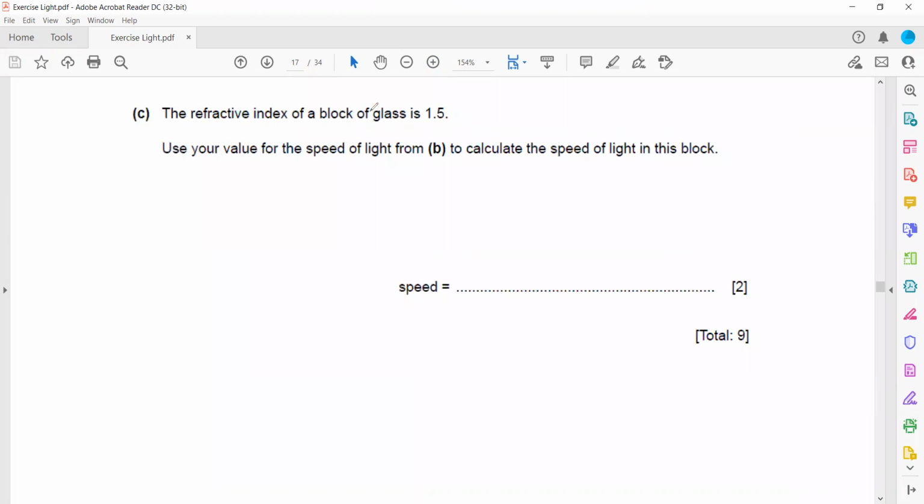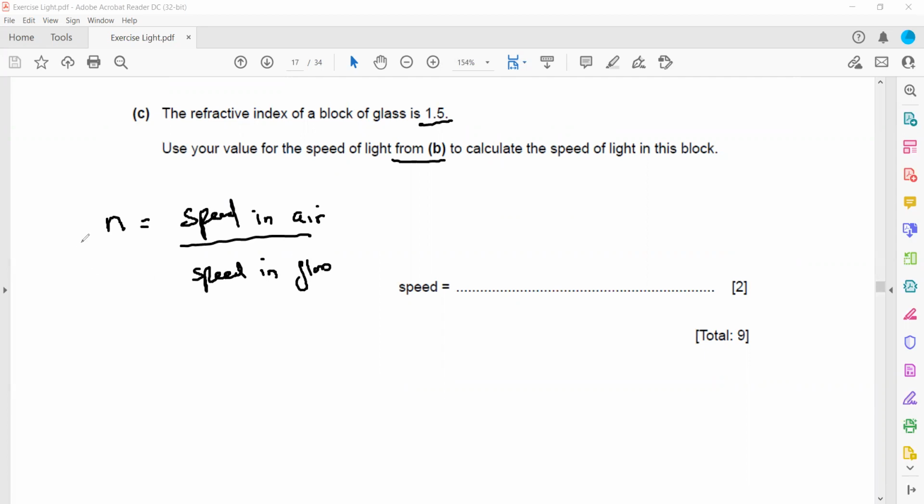The refractive index of a glass block is 1.5. Use your value for the speed of light. Calculate. So what is the formula? The formula for refractive index is equal to speed in air or vacuum divided by speed in the medium, or a glass. So refractive index is given, 1.5.